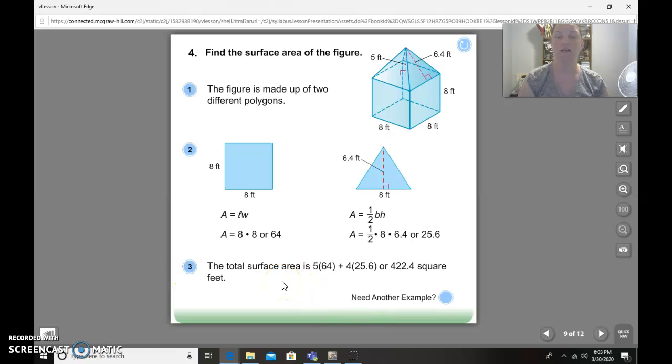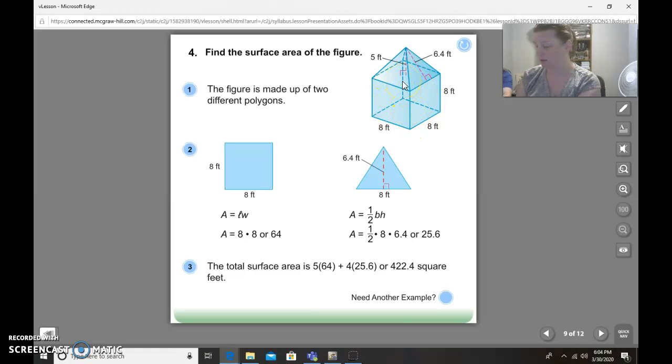The total surface area is 5 times 64 plus 4 times 25.6, or 422.4 square feet. The reason why you have 5 here and 4 here is because you're counting how many sides you need to come up with for area. You're counting all of the sides of that cube and all of the sides of that triangle. There are 4 sides in this triangle, and there are 5 sides here. There's 4 going around plus 1 on the bottom.